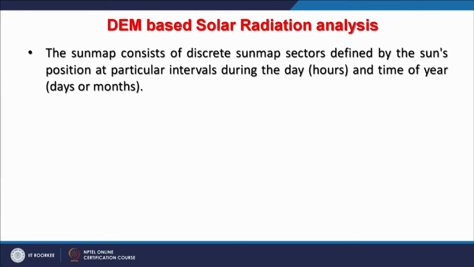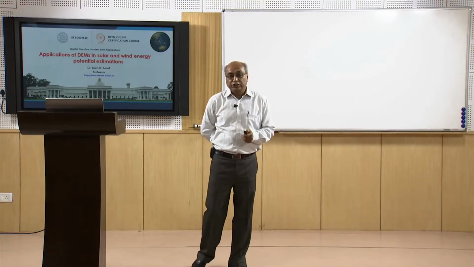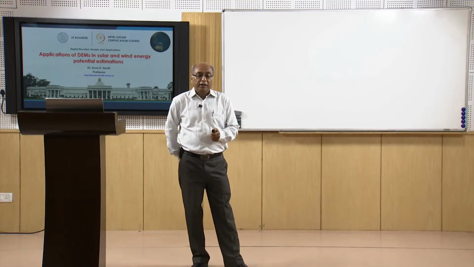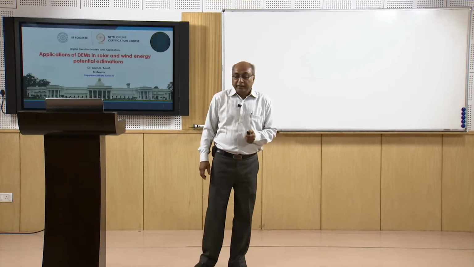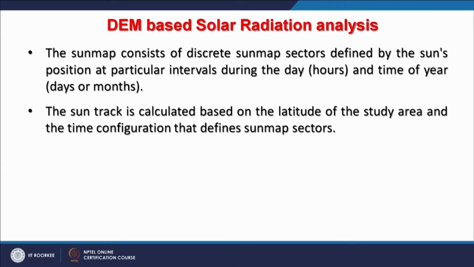A sun map consists of discrete sun map sectors, which we will see quickly through an example. They are defined by the sun's position at a particular interval during the day, that is hours, and time of the year, that is days and months, because season to season it changes. Even within a day, the hour in the morning is different, in the evening it is different, and at noon it is different. And the sun track is calculated based on the latitude of the study area and the time configuration that defines the sun map sectors.